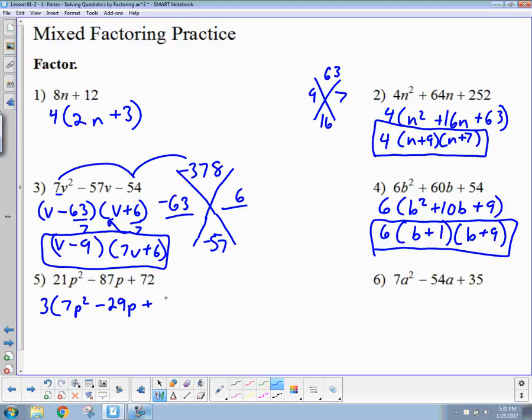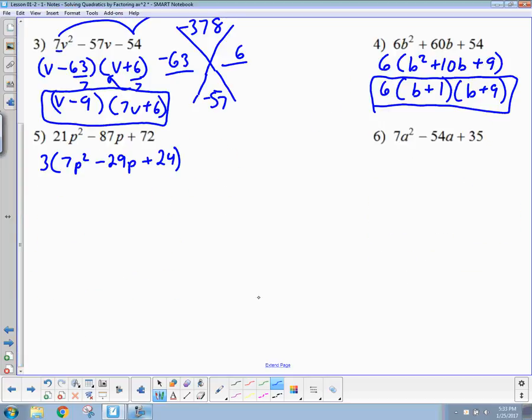We can handle it. Draw your X. 21 times 72. I'm going to write that right here. Oh, if I can. There we go. 21 times 72. Holy moly. Oh, wait a minute. That's not right. I'm multiplying the wrong numbers, guys. Duh. It's 7 times 24. Sheesh. What a day I had. 7 times 24. That's 168. Negative 29 on the bottom.